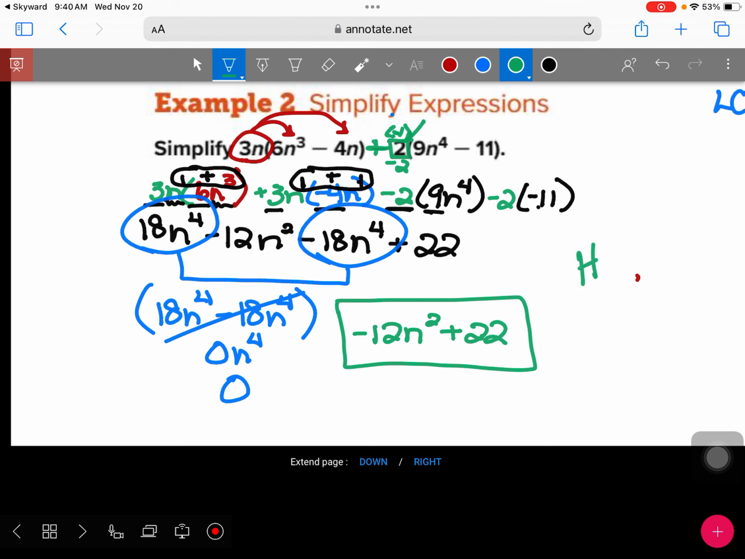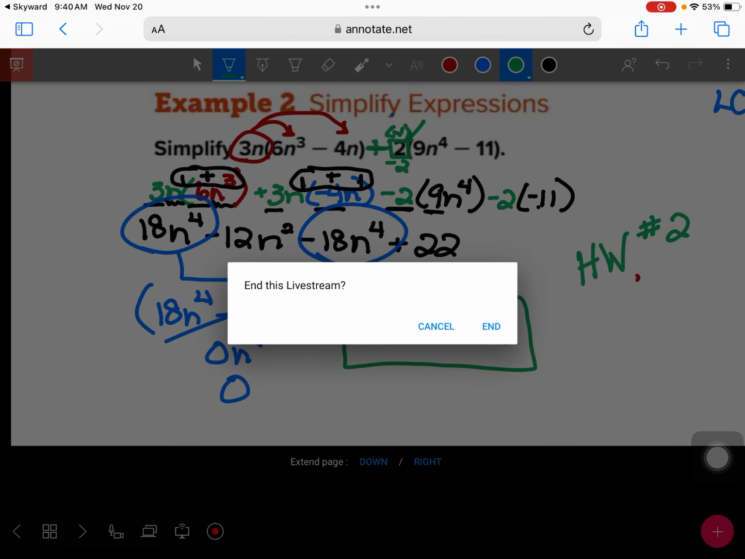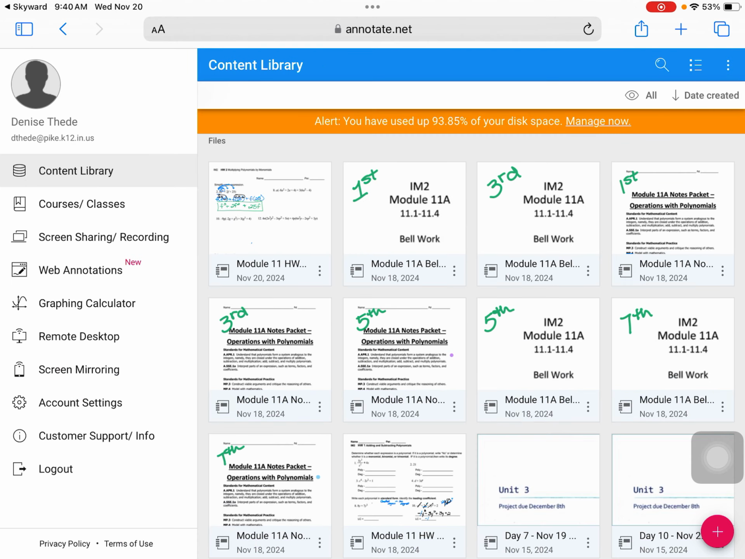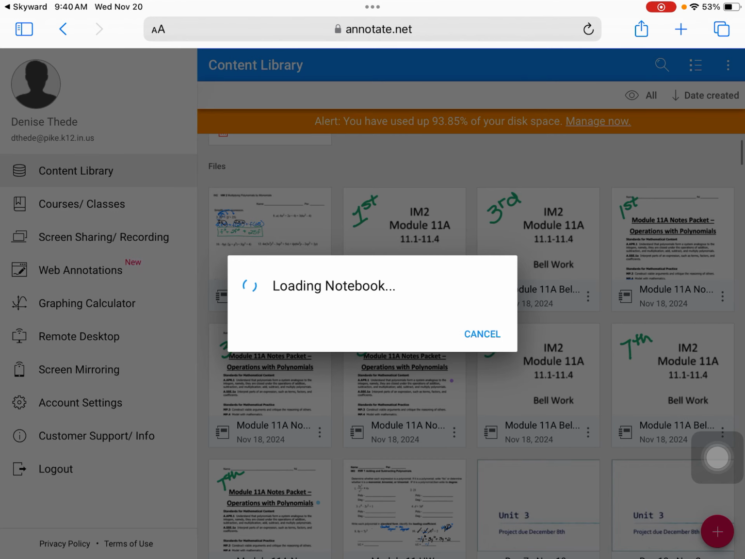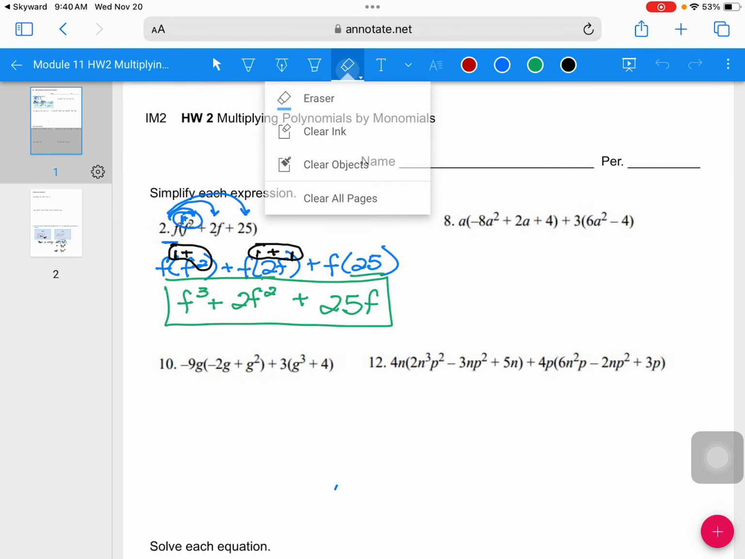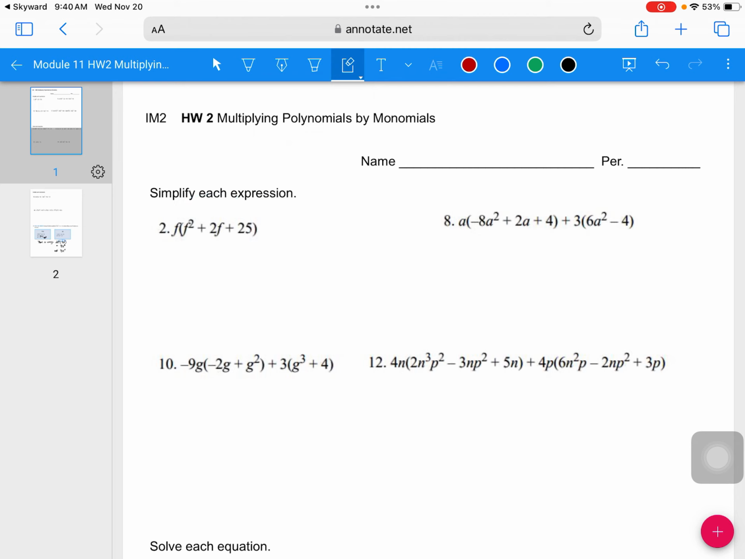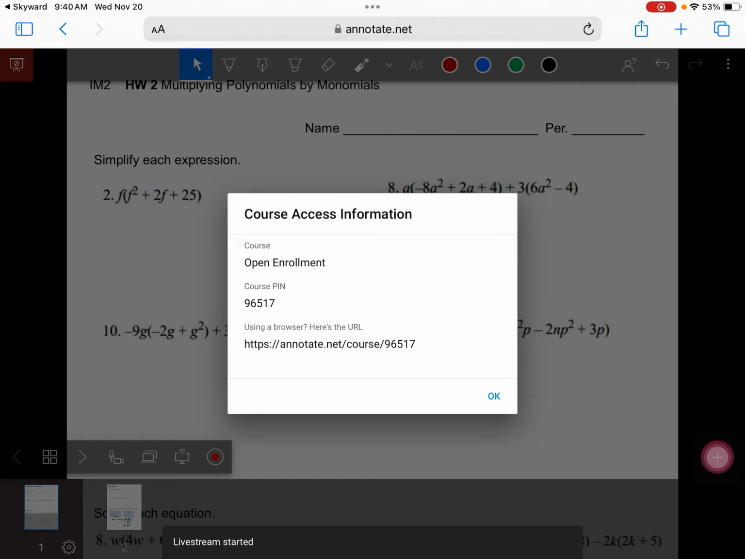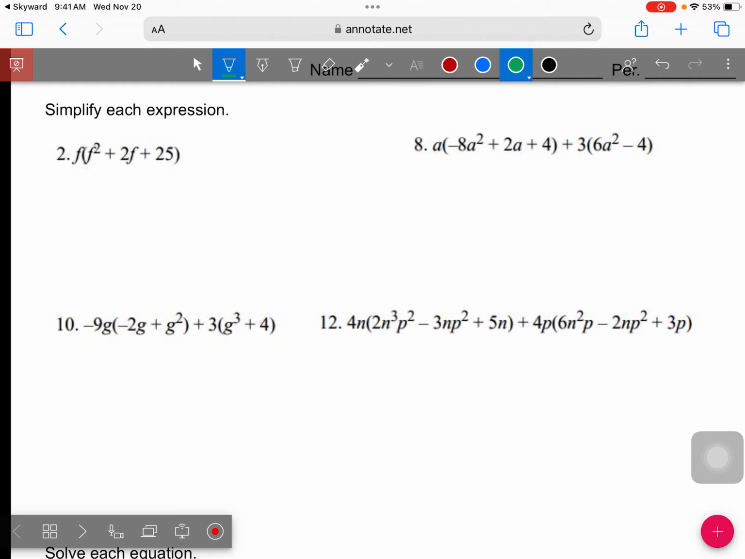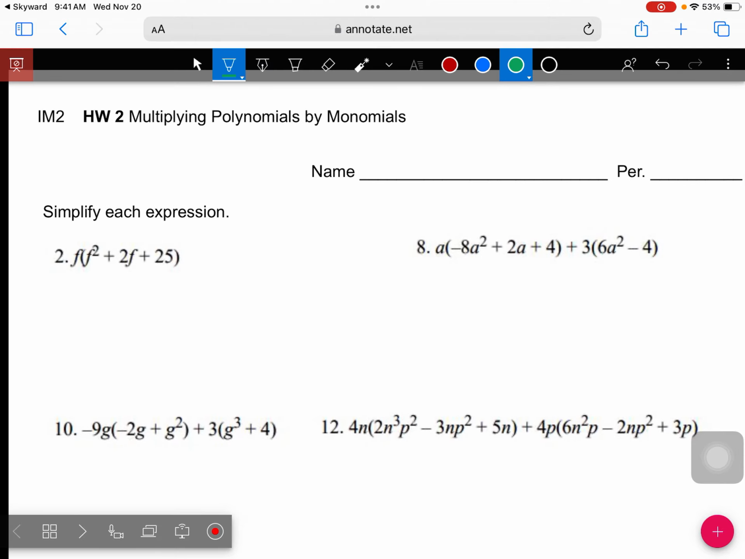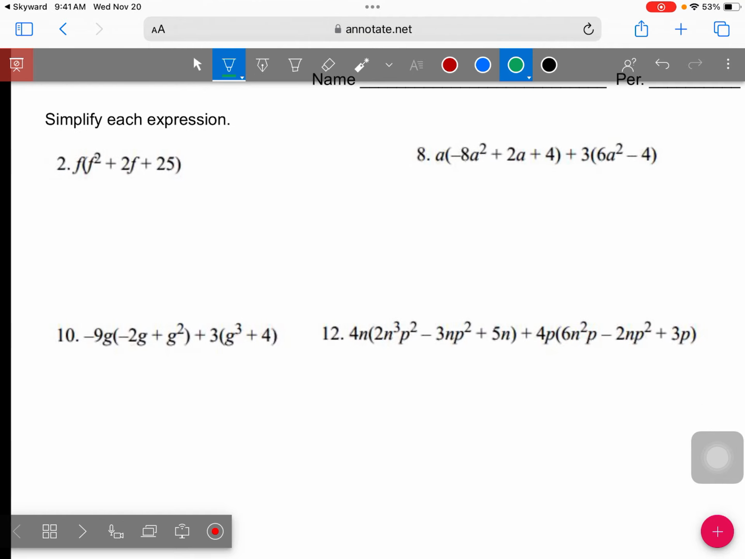All right, so I want you to now take out homework number 2, which is at the end of your homework packet. And let's get started on some of these. Homework number 2. This is not due until Friday. So we will be doing a little bit more work with this. So this is homework number 2. It says multiplying polynomials by monomials.